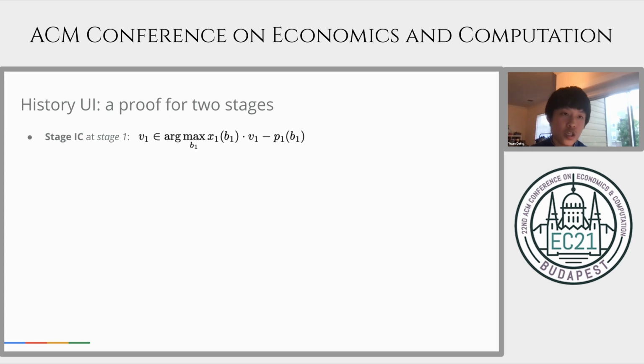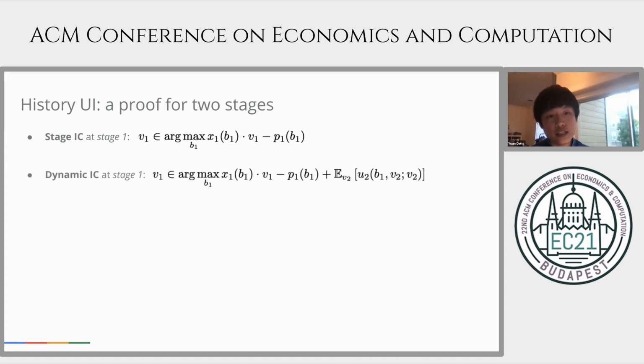First of all, history UI naturally holds for the first stage, and we will show that history UI stands for the second stage. So first of all, we have stage IC for the first stage, which means that the payment rule in the first stage, denoted by P1, should truthfully implement the allocation rule in the first stage, which is denoted by S1. Furthermore, we have dynamic IC. The difference between stage IC and dynamic IC is that in dynamic IC, we have an additional continuation utility. And in the definition of our dynamic IC, we already assume that the buyer will do truthful bidding in the future. As a result, the continuation utility will only depend on the buyer's bid in the first round.